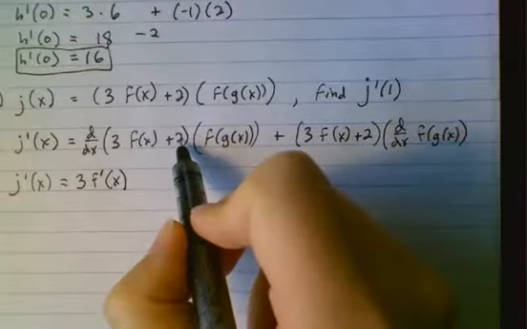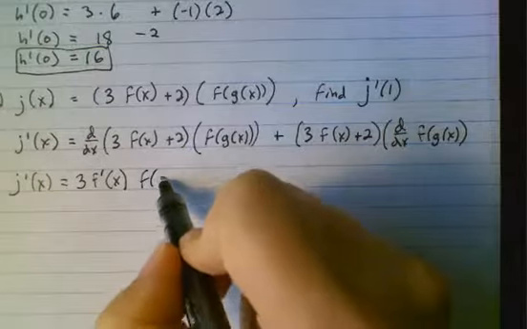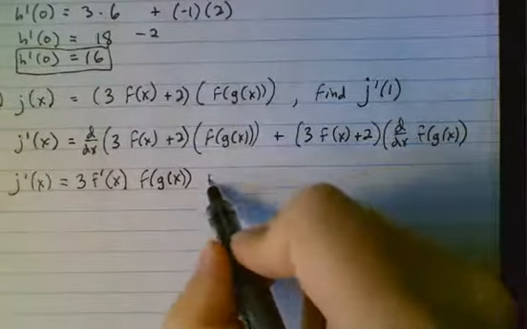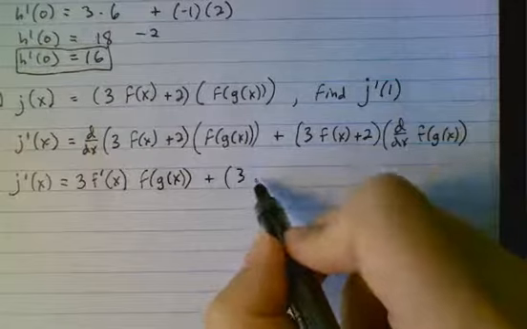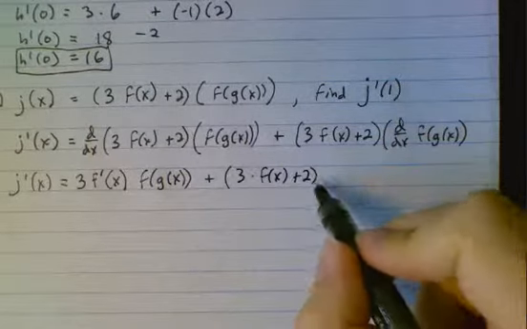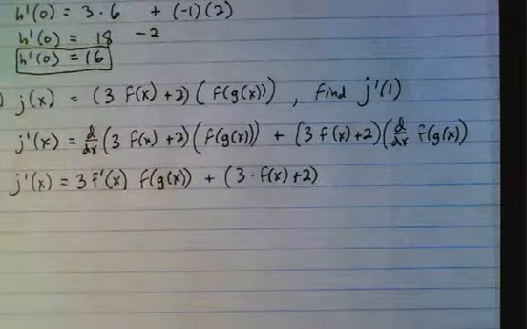Derivative of 2 is just 0, so nothing else. And then this f of g of x is going to stay along for the ride. Here, same thing, 3 times f of x plus 2. And now I'm going to take the derivative of f of g of x.